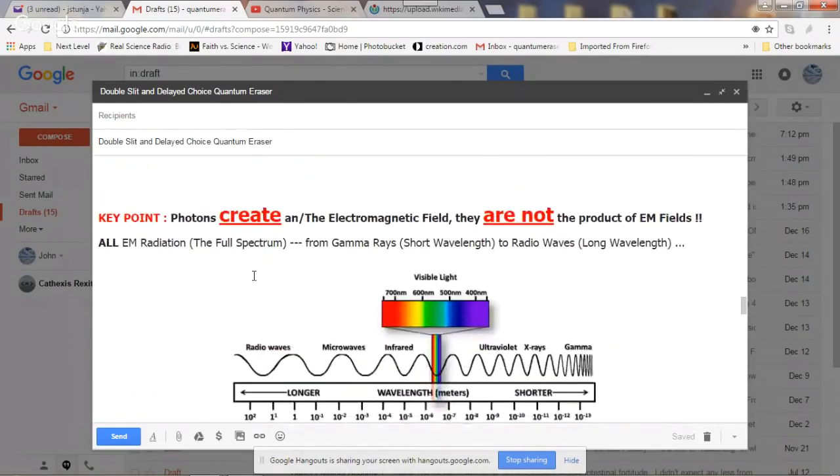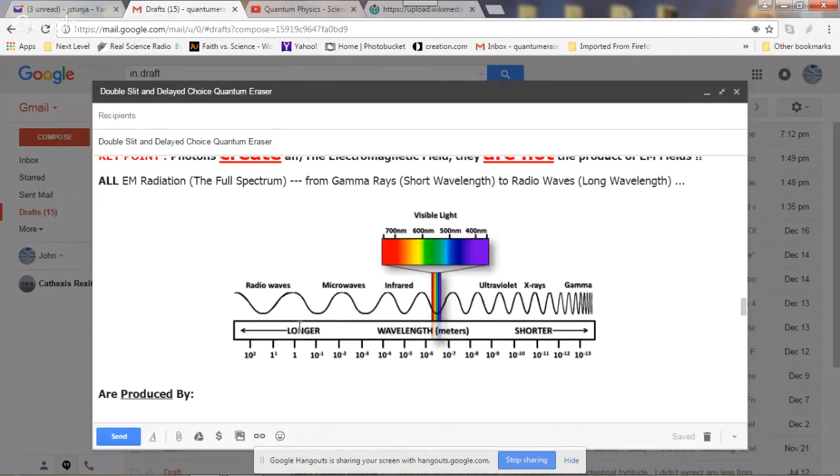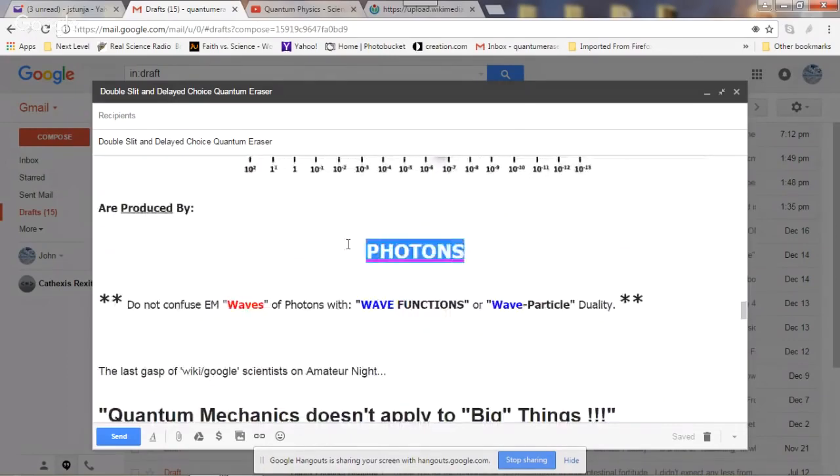Also, another important key point. Photons create the electromagnetic field. They are not the product of EM fields. All electromagnetic radiation, that's the full spectrum from gamma all the way down to radio waves, is produced by photons.